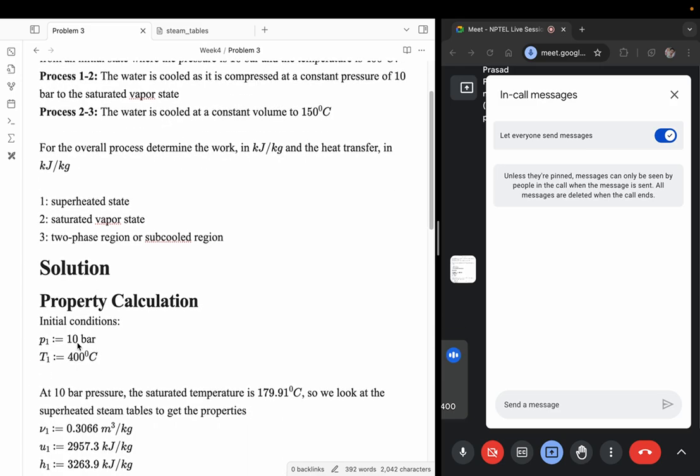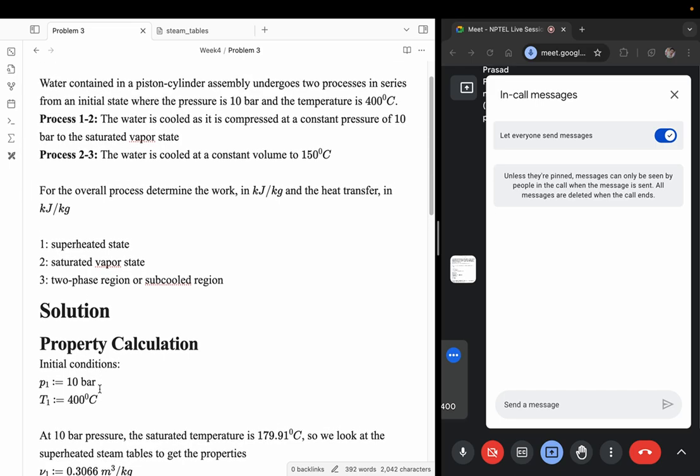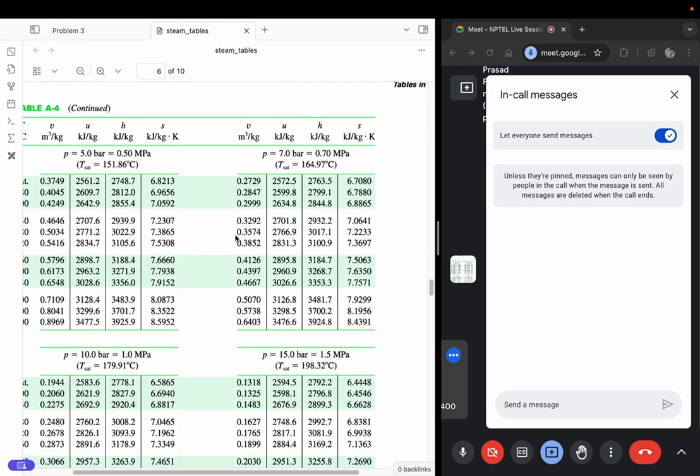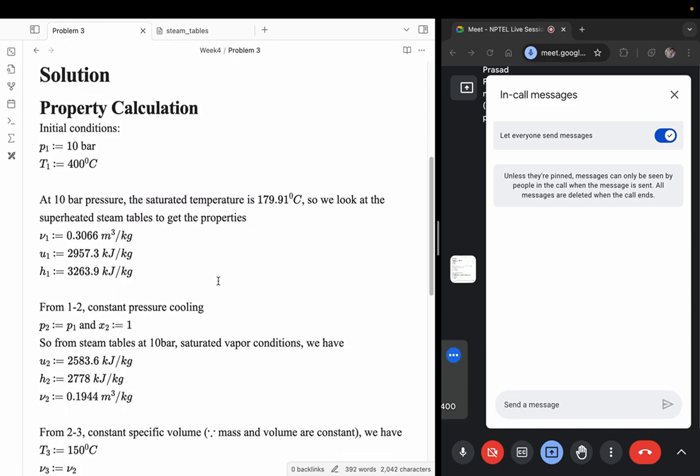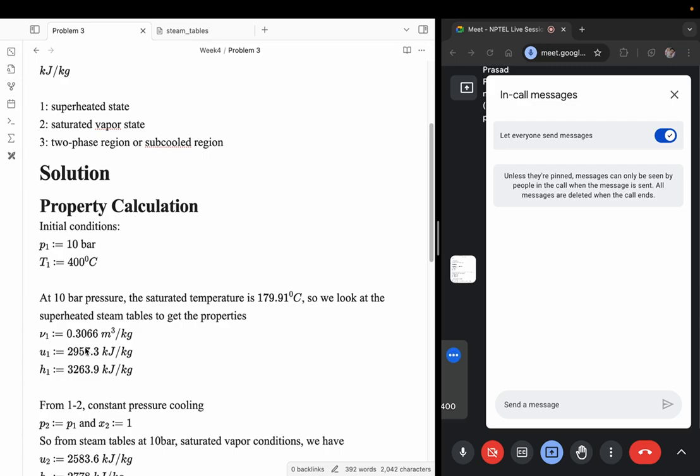So initial conditions are 10 bar and 400 degrees Celsius. So this is definitely in the superheated state. So I'll just go to the superheated table. I'll check for the 10 bar pressure. At 10 bar pressure, I know the temperature is 400 Celsius. So at this, I'll pick these values up. I've just written them down here. So this is my specific volume, specific internal energy and specific enthalpy.